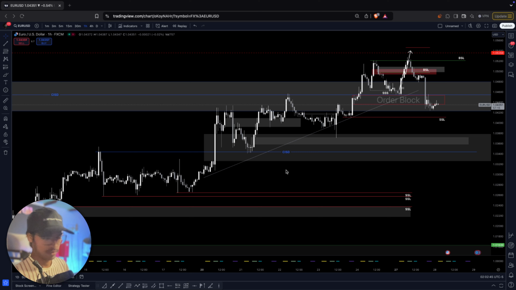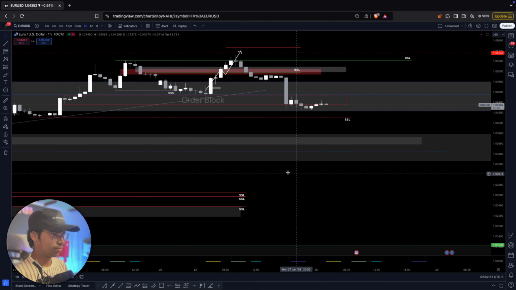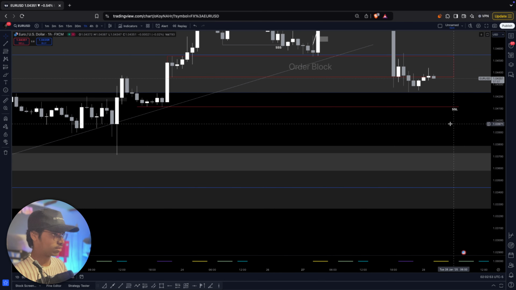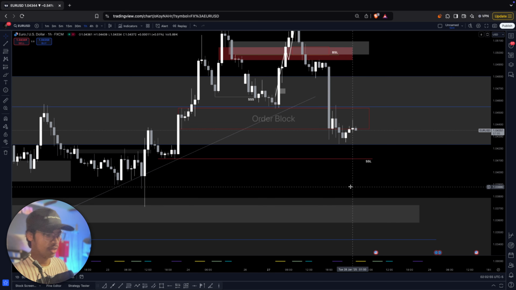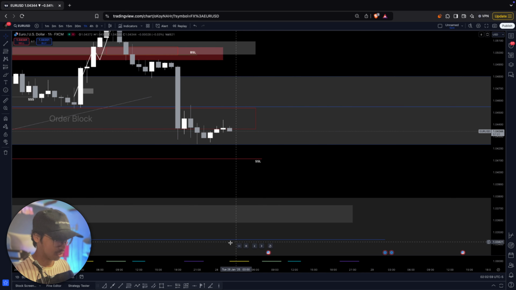Every day I come for pre-market analysis and post-market analysis. Now we'll be predicting the price movement for pre-market analysis, that is the London session and the New York session. After the London kill zone ends, this yellow zone is the London session and this green zone is the New York zone.